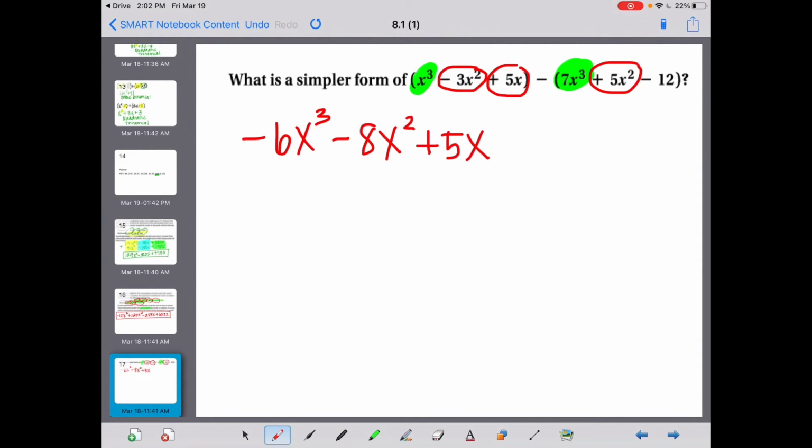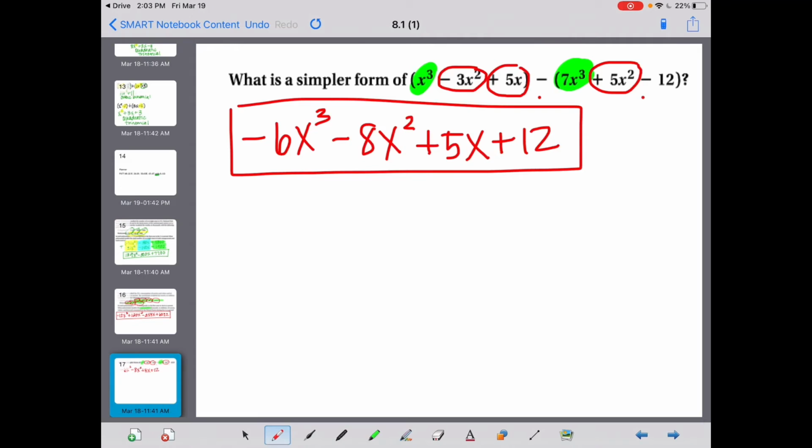And then I have this first polynomial minus a negative 12. When I have minus a negative, that turns to a positive. So that's your final answer.